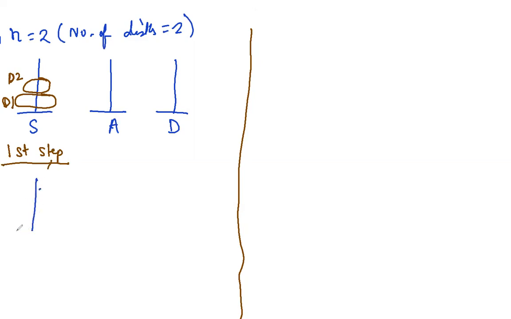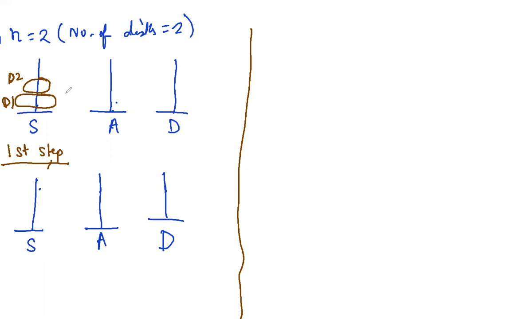Again the source, auxiliary, destination. I have two options to move the disk D2, from S to A or from S to D. Now what we have to observe here is that if we move D2 to A, then we can move D1 to D in the next step. We always have to remember we have to reduce the number of steps for solving the puzzle.